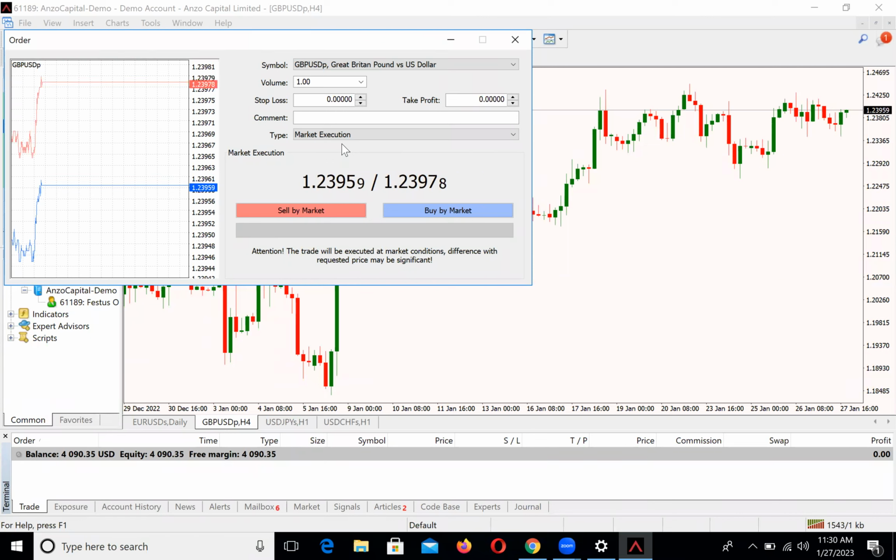Let's say I give you a signal now and I tell you, buy GBP USD. The first thing you need to do is come to your MT4 application and tap on new order. Once you tap on new order, you see this page here. This is the symbol, GBP USD, Great Britain pound against US dollar. The next thing you are seeing here is the volume. This is what we call lot size that I taught you guys about. This is where you input the lot size you want to use to trade. Hope you guys can see my screen.